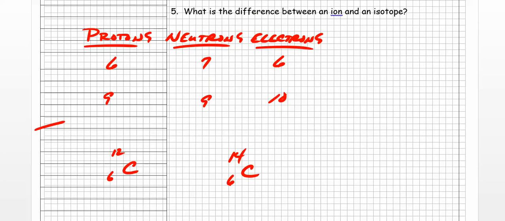Number 6 asks about the difference between ions and isotopes. Okay, so let's start with ions. What do we mean by an ion? Well, I've made a little table for us here. If I have an atom that has 6 protons, and by the way, it might be helpful for you to have a periodic table in front of you right now.